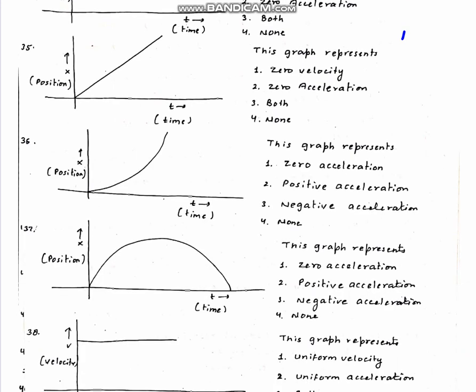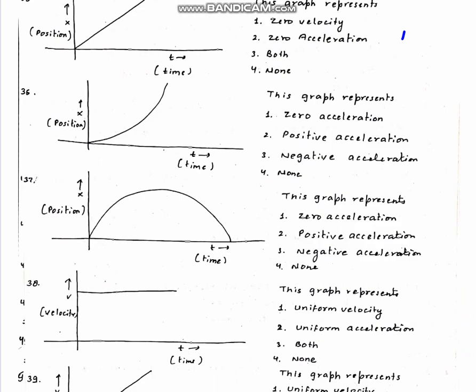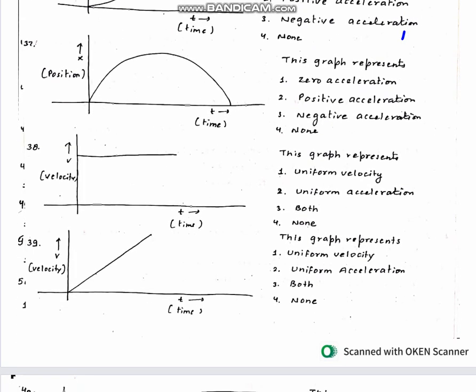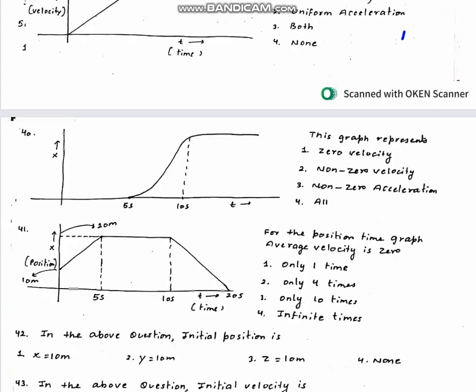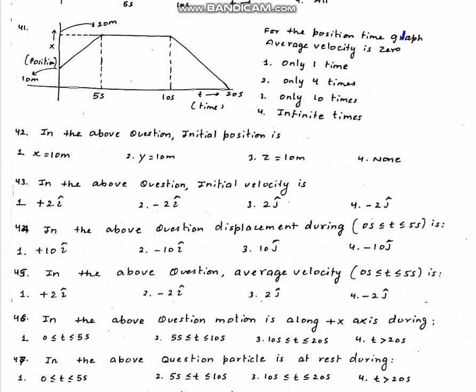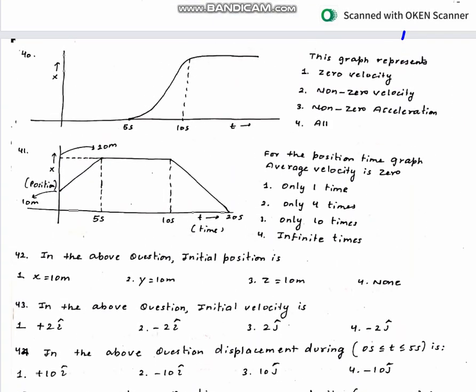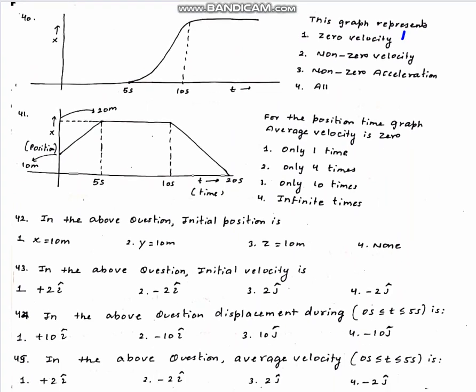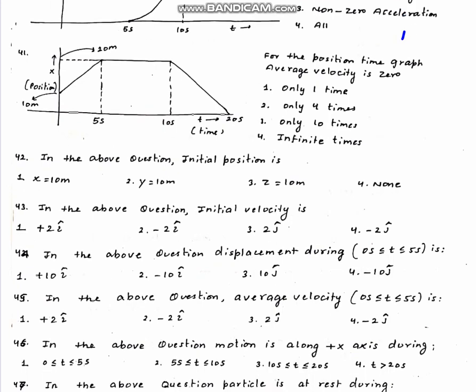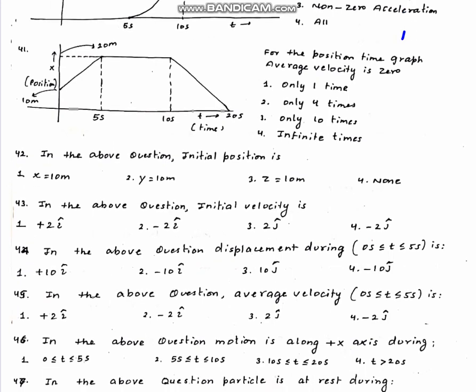We have different cases like uniform velocity, non-uniform velocity, accelerating or decelerating, or constant or at rest. So all the combinations are described over here. Then we have a question based on a position-time graph, and we have to analyze the velocity of that particular graph. And then we are given a numerical, and we need to find average velocity.